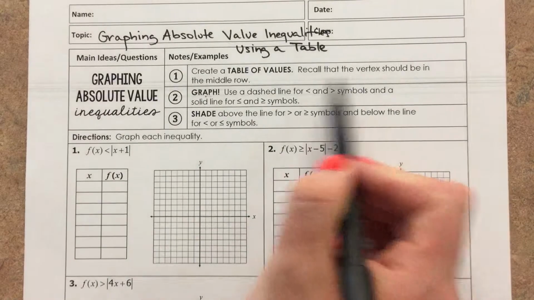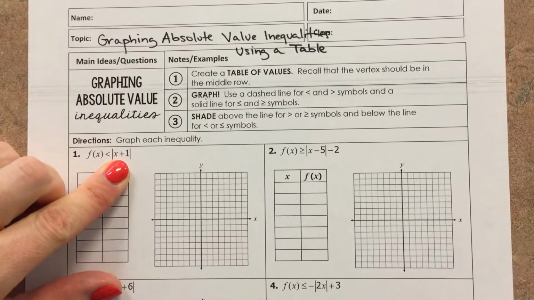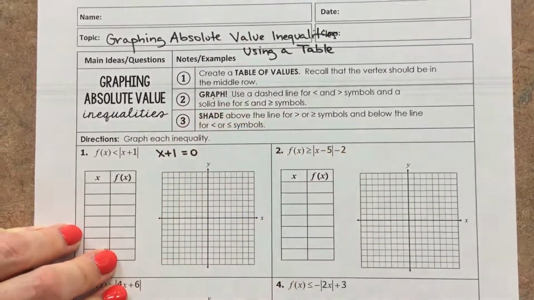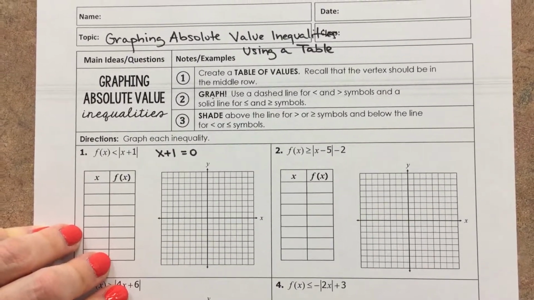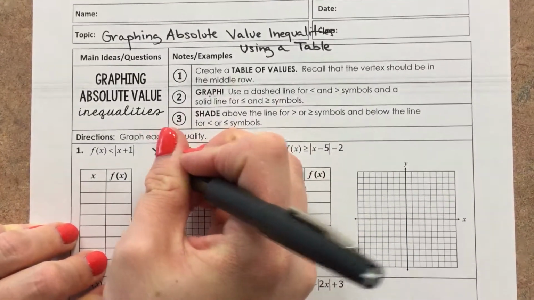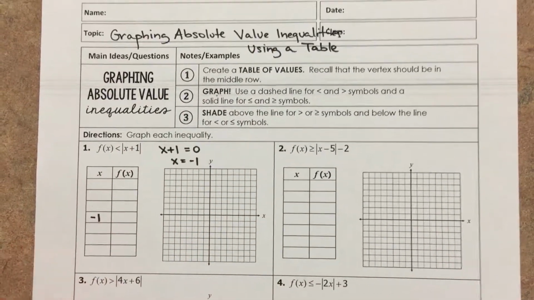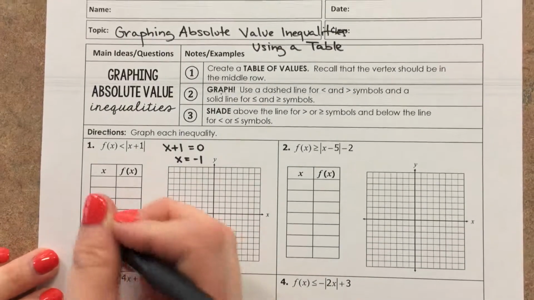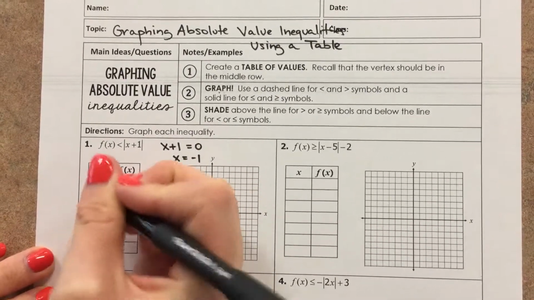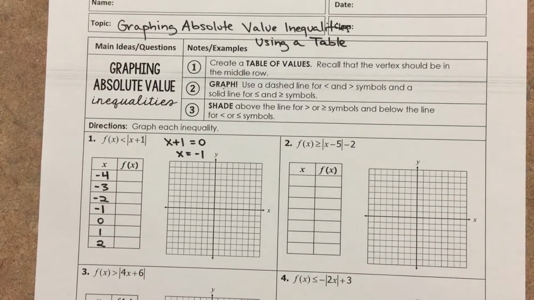So we start, they have a little reminder here, recall the vertex should be in the middle row. The way that we do that is by taking the expression from the inside of the absolute values, which here would be the x plus 1, and setting that expression equal to 0. So you do that each time to make sure that the vertex ends up in the middle of your table, which puts it in the middle of your graph. Subtract 1 from both sides, so we know that an x value of -1 is going to be dead center on our table. From that point on, we go up to 0, 1, and 2, and we go down, -2, -3, -4. So we've got the x coordinates set up on our table.